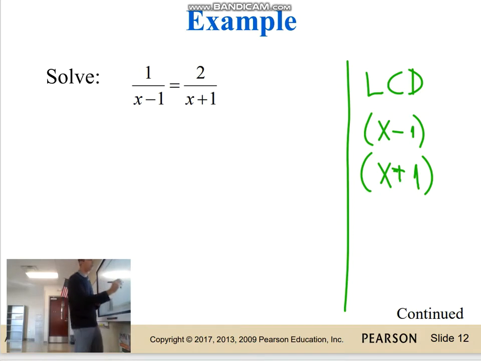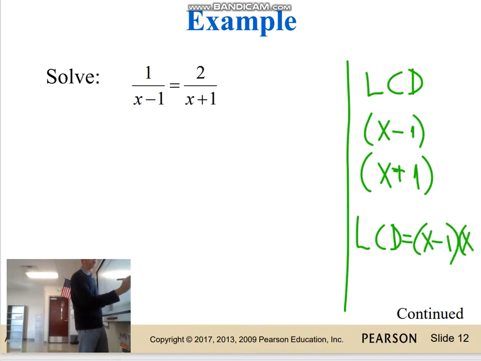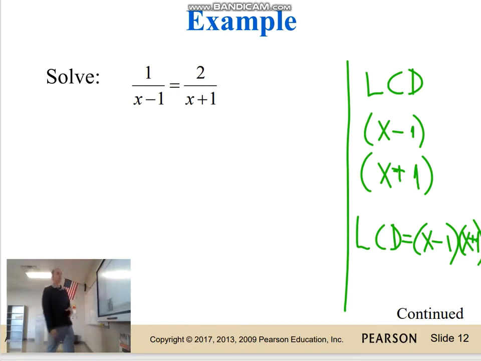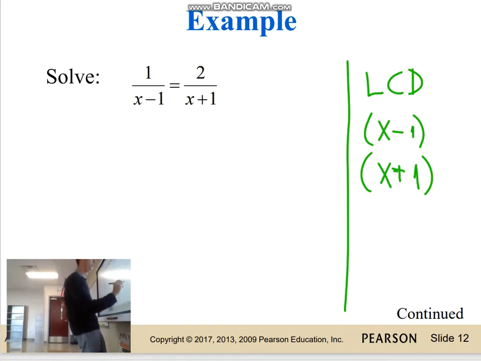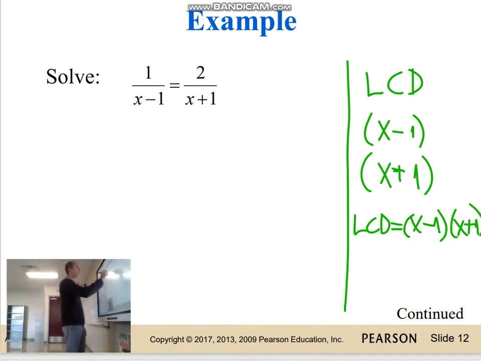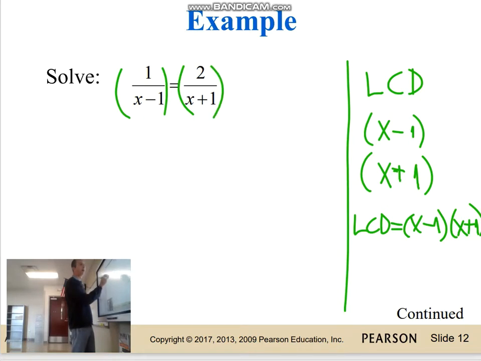The unique factors will be x minus 1 times x plus 1. Sorry, this is squeezed. x minus 1 times x plus 1. This is the least common denominator. And write it. Okay, multiply both sides by the least common denominator you just found.